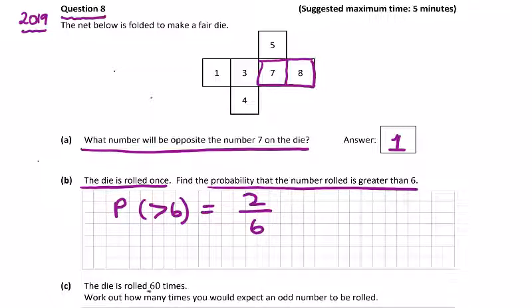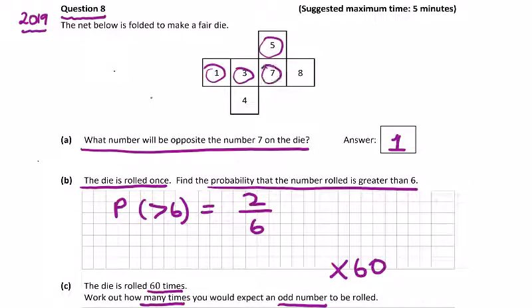The dice is rolled 60 times. So we're going to multiply the probability by 60 to get the frequency, or how many times. And we're looking for odd number. So we go back to the diagram. How many of them are odd? 1, 3, 5, 7. 4 is not and 8 is not. So 4 out of 6 times 60 would be 40 times.